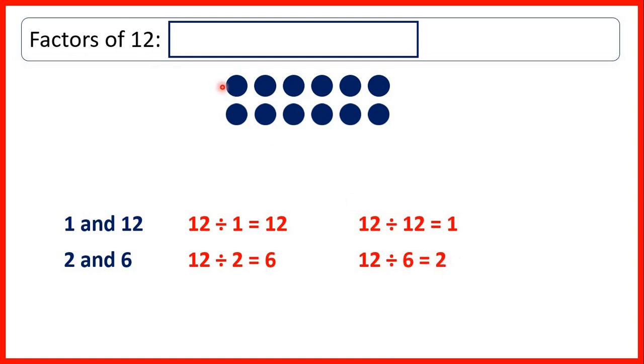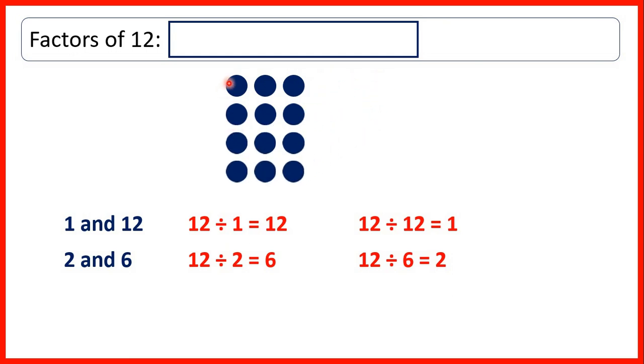We could also arrange these counters into a different rectangle. We could have 4 rows of 3. So 3 and 4 are factors of 12 as well, because 12 divided by 3 is 4, and 12 divided by 4 is 3. So we can always think about factors in pairs.